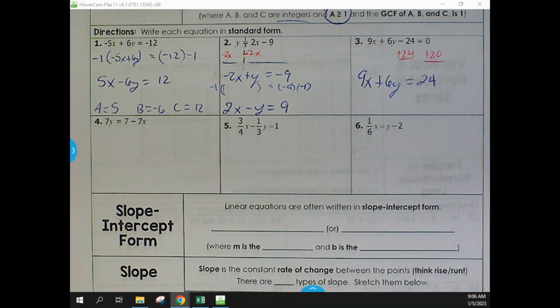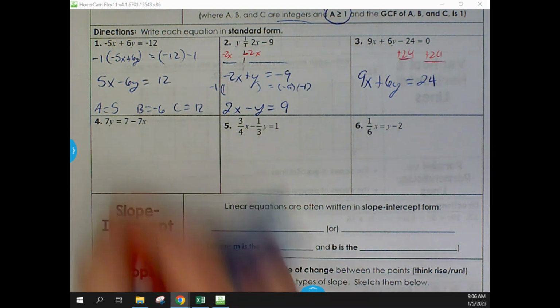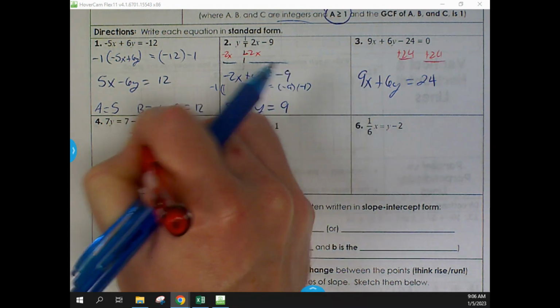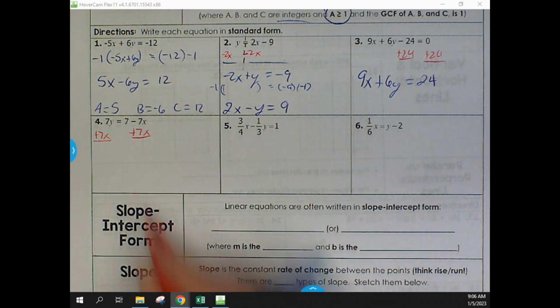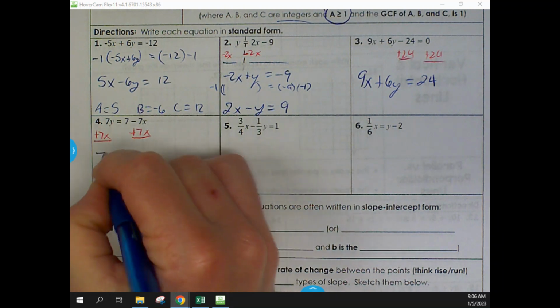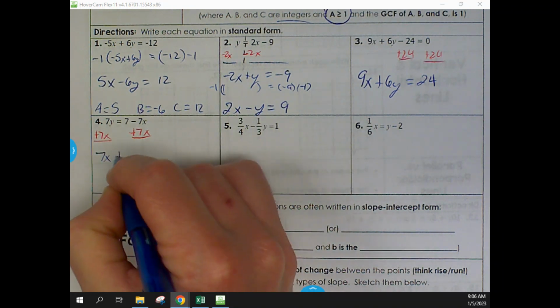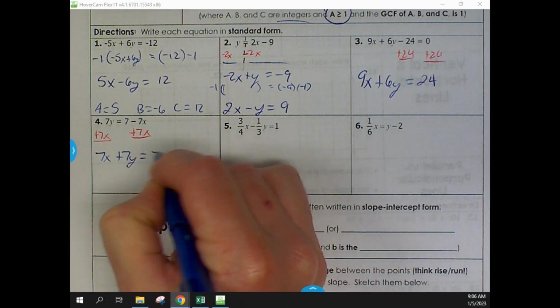All right, number four. Again, get the x's and y's on the same side. We need to get rid of this x and move it over here to the left-hand side. So we'll basically need to do, if it's a minus, we'll add 7 to cancel that out. So that'll leave us with 7x plus 7y equals 7.